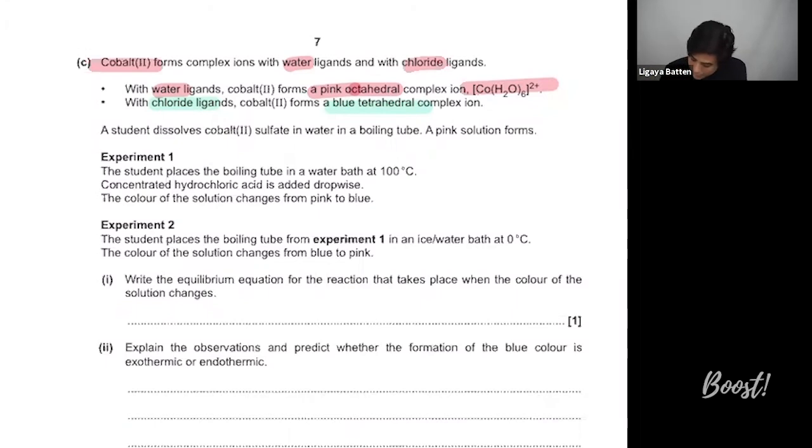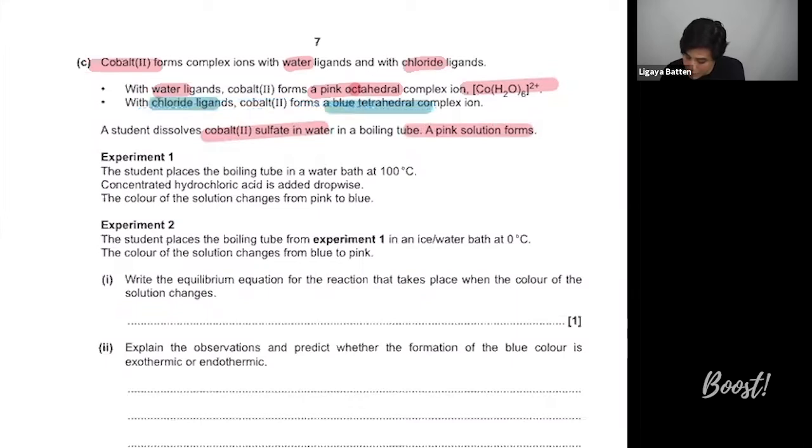Okay, so students dissolve cobalt sulfate in water in a boiling tube and a pink solution forms. Okay, so that makes sense according to what they've said. The water ligands give us a pink solution. I'll just actually write that in pink, and I probably should have written the other one in blue, but okay, let's change it to blue for fun.